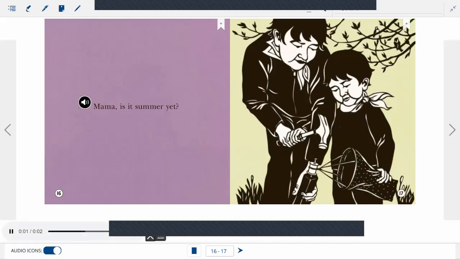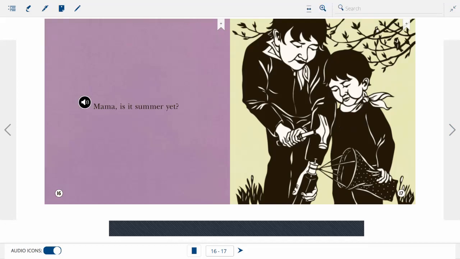Mama, is it summer yet? How's the boy helping his mother? And how do you know? Well, the boy's helping his mother hammer a nail. And I can see his hand on the hammer, right? You just look at the illustration. That's why we pay attention to illustrations and also the words. They give us clues.